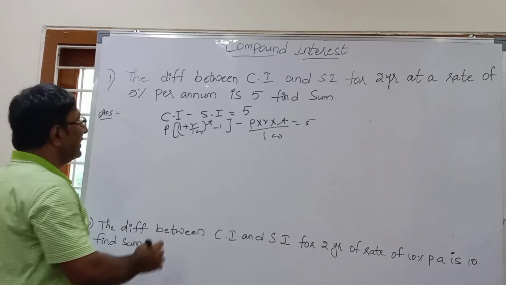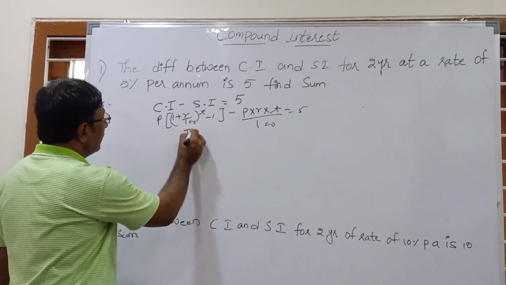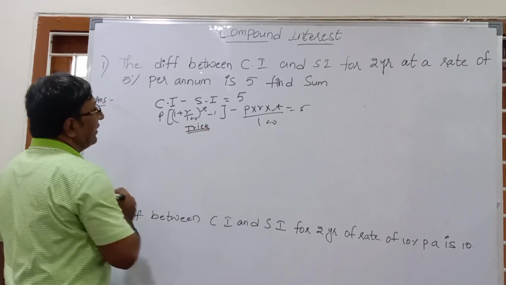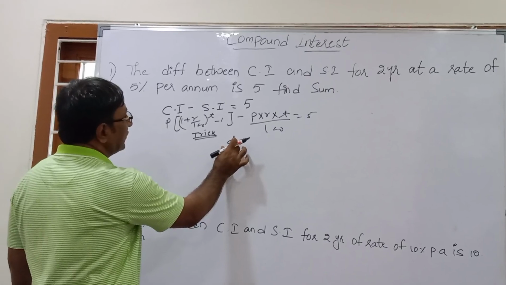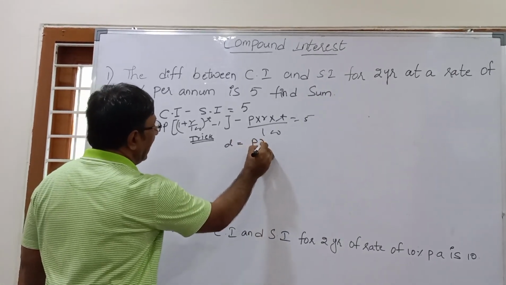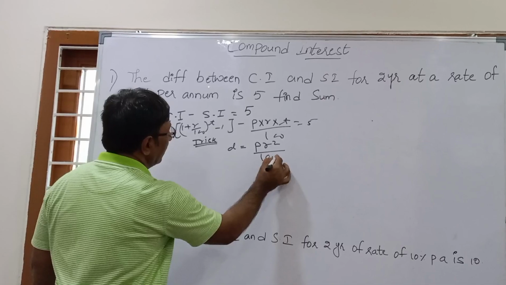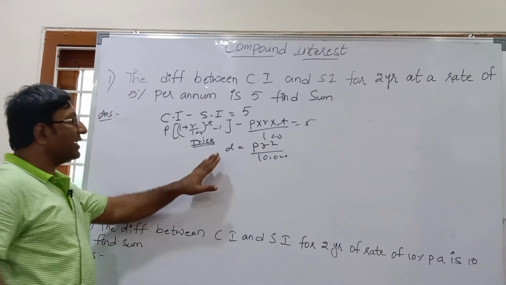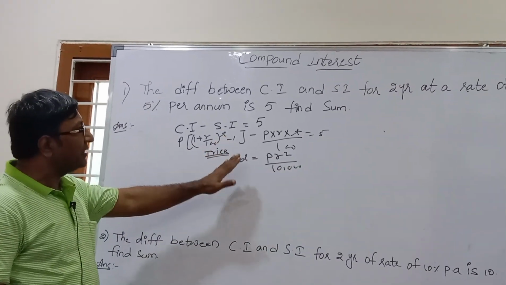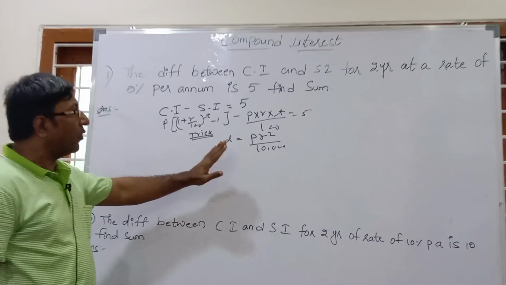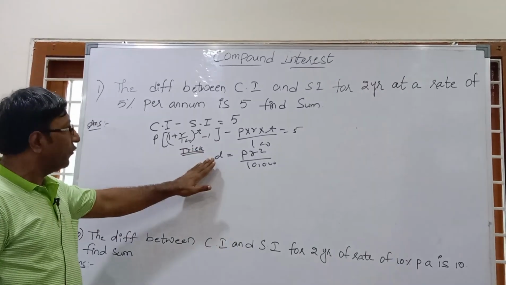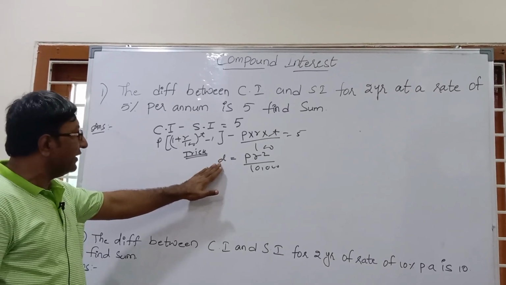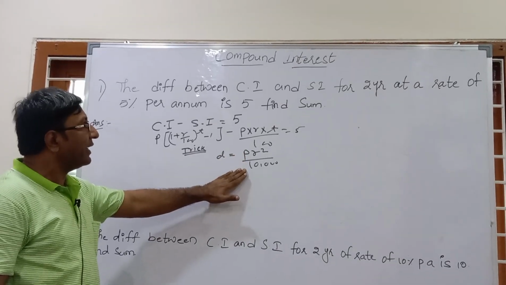So we will apply the trick. What is the trick for this type of question? The difference between compound interest and simple interest for 2 years is PR square upon 10,000. This technique is applicable only when time is given as 2 years. In interviews, placement exams and competitive exams, questions are generally asked for 2 years or 3 years. So for 2 years, this is the basic technique: D equals PR square upon 10,000.